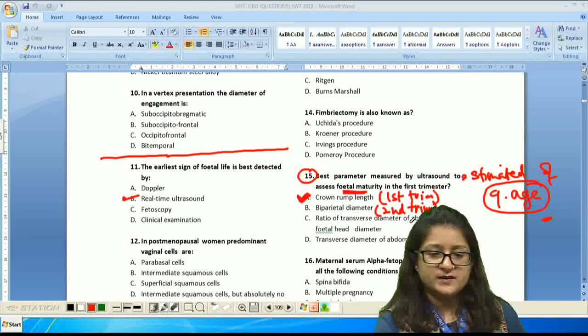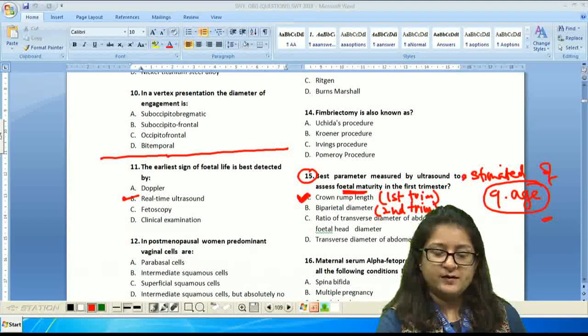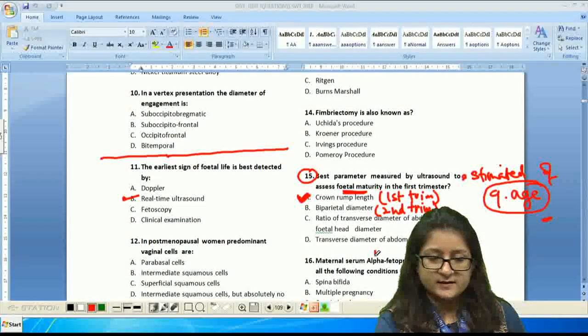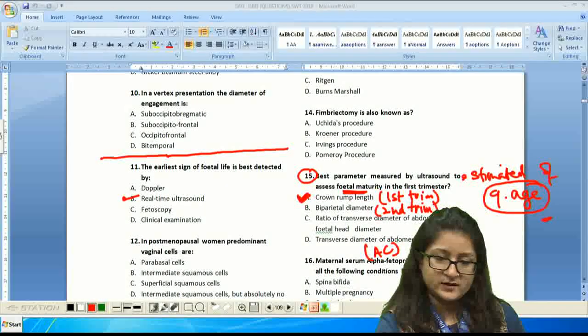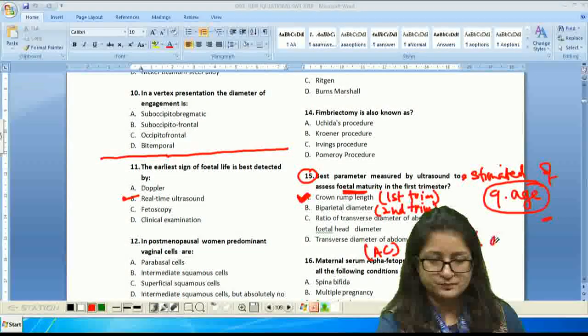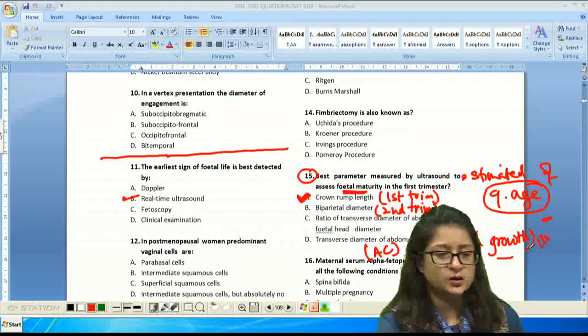The ratio of transverse diameter of abdomen to fetal head is not used. The transverse diameter of abdomen, that is the abdominal circumference (AC), is measured for fetal growth rather than gestational age estimation. This is used for fetal growth.